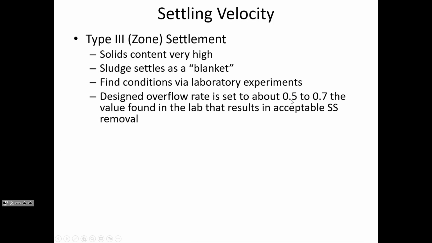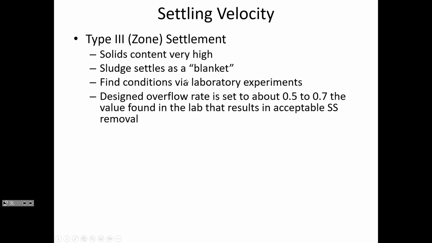So that's type 2 settling. Now type 3 is where the sludge particles down at the bottom of the tank are interfering with the ability of the flocs above it to settle down as quickly as the floc would if there was nothing below it. So sometimes we can see a blanket of sludge forming, and this is where you'd have very high solids content. And once again, you'd have to do a laboratory experiment.